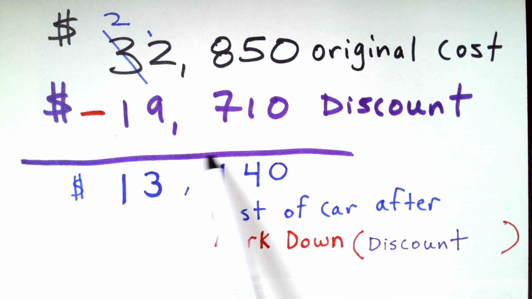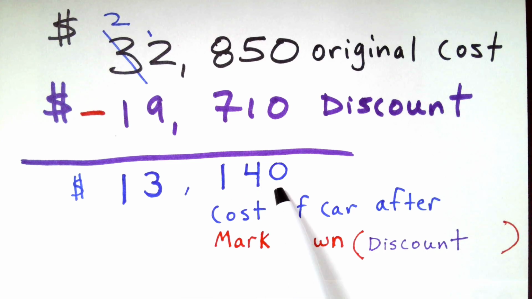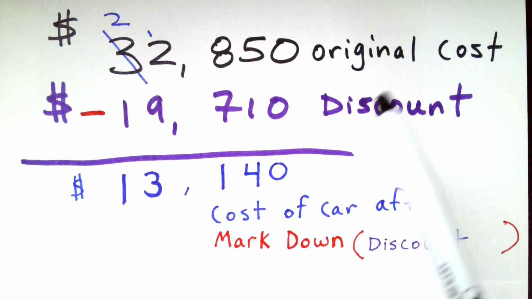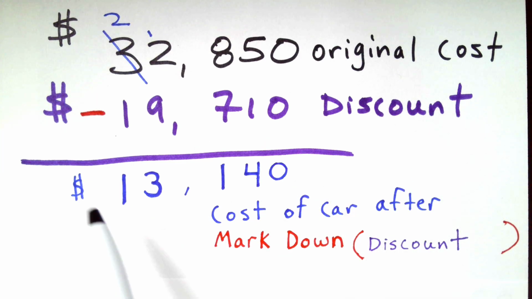So the cost of the vehicle is going to be $13,140 after the markdown or the discount. Now, I'm not going to do it in this example, but in future examples, I'll show you how to find the tax. But when you find the tax, given a discount, it's not from the original cost. It's from the discounted total cost of the vehicle after the markdown. I would find the tax from this value right here, $13,140. I'm not going to do it now. I will do it later.